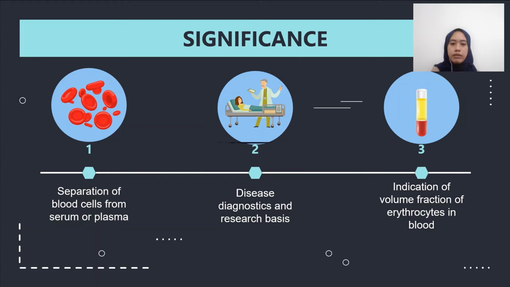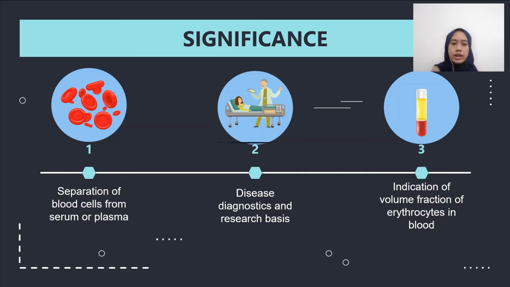The second significance is centrifugation of blood sample assists in disease diagnostics and research basis. As explained previously, the separation of blood components helps in diagnosis of disease, as some of the blood components can be used to detect infectious diseases. Other than that, some components of the blood such as leukocytes can be used to study immunological functions such as cytokine production and surface marker expression.